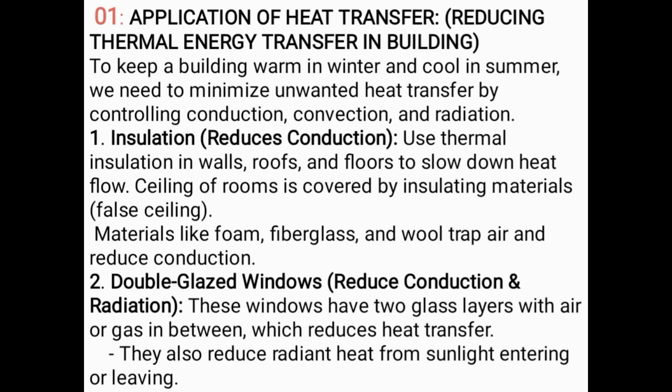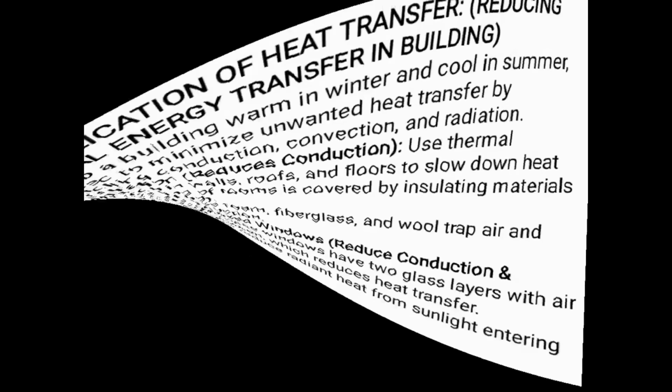2. Double-glazed windows reduce conduction and radiation. These windows have two glass layers with air or gas in between, which reduces heat transfer. They also reduce radiant heat from sunlight entering or leaving.